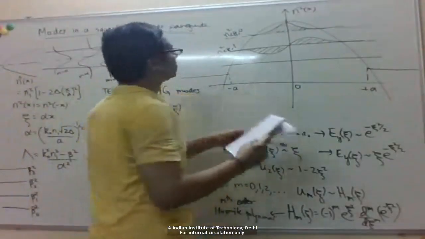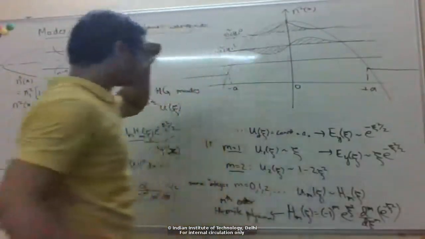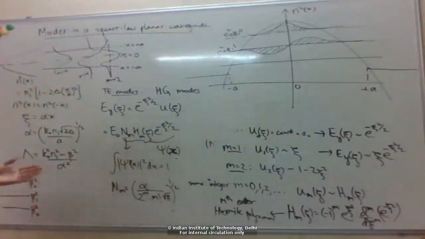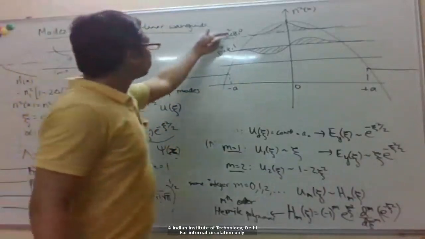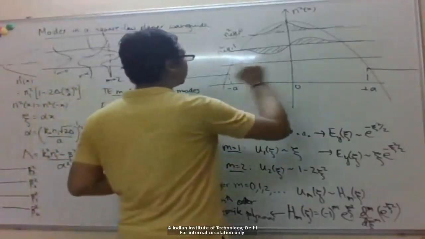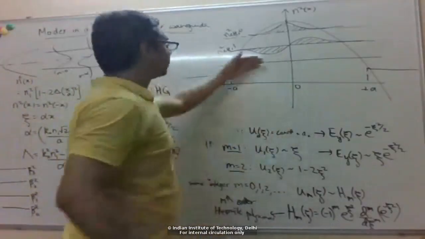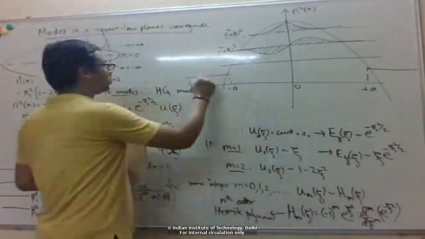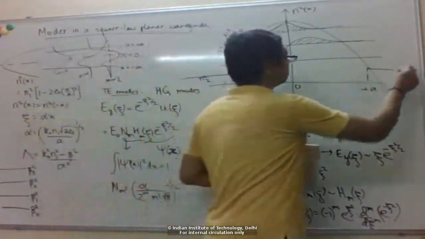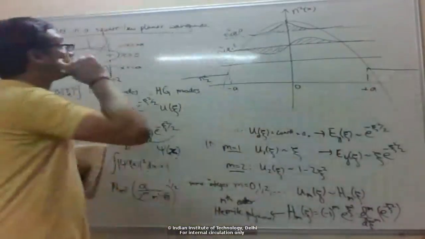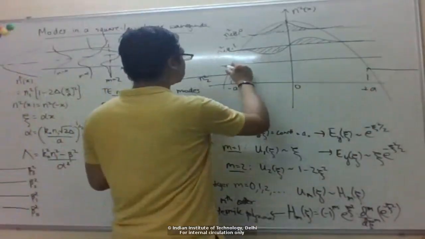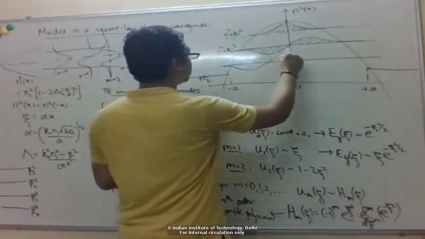Depending on the index contrast, we have a certain number of modes. So we are looking for n effective between the core and cladding. The modes will exist up to some value of m. Beyond that, the mode index will become lower than the cladding index squared, and that won't be guided anymore. So this one looks like that.